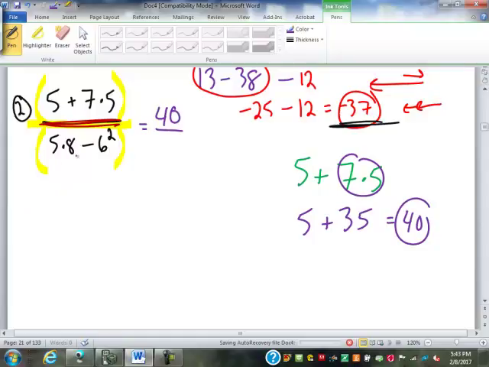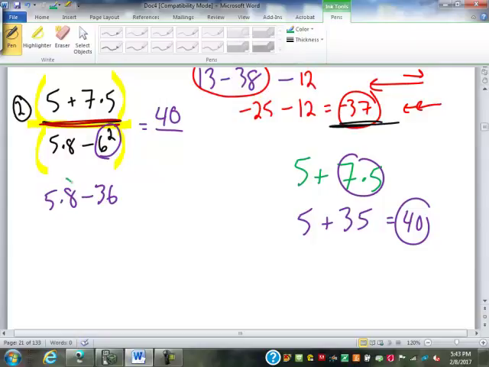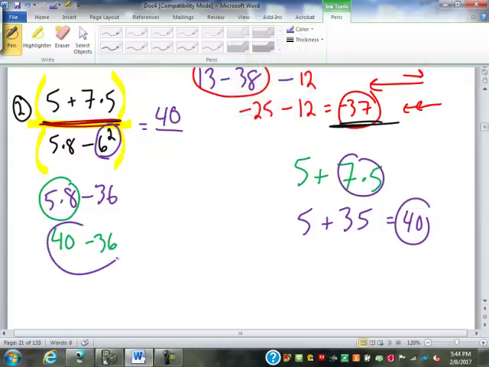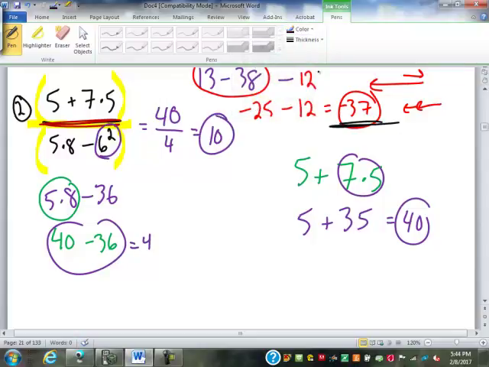On bottom, what do we have to do first? Exponential. There's an exponent. 6 squared, or 6 to the power of 2, is 36. So 5 times 8 minus 36. And then 5 times 8, we do the multiplication. 5 times 8 is 40. And then 40 minus 36. 40 minus 36 is 4. So 40 divided by 4 is 10. How many had 10 for that one? Okay, so that one was definitely a little more palatable.